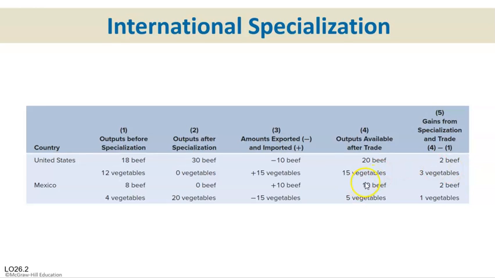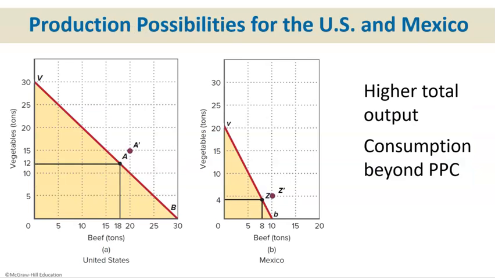And the same thing happens in Mexico. They had 8 beef. Now they have 10. So they've gained 2 beef and they've gained 1 vegetable. So both countries have more beef and vegetables than they did before they were trading. So let's take a look and see what that looks like on the graph.